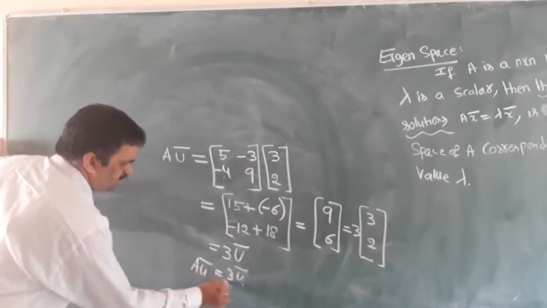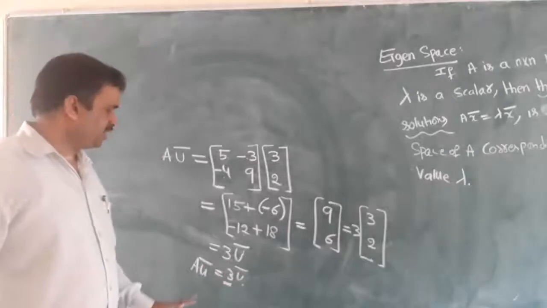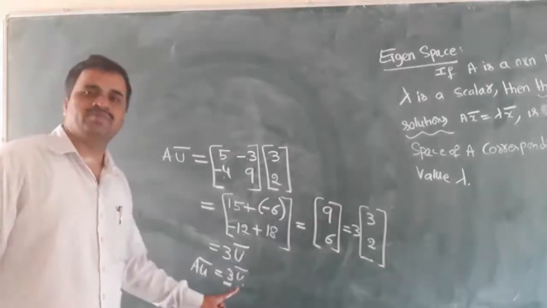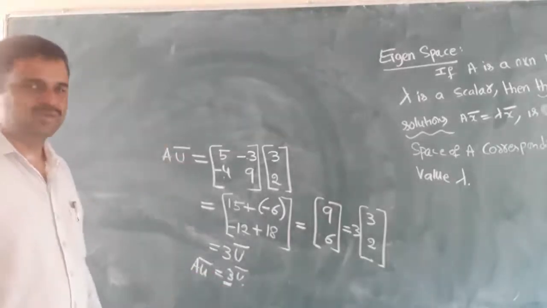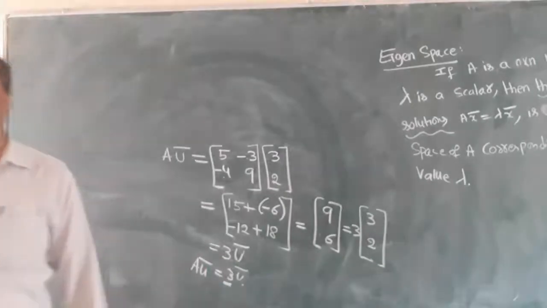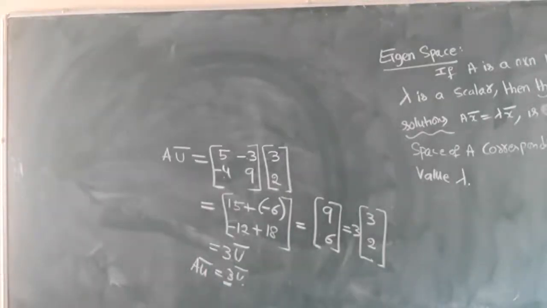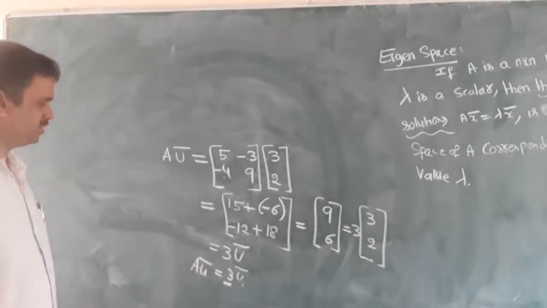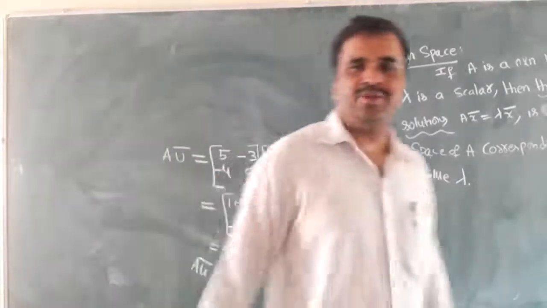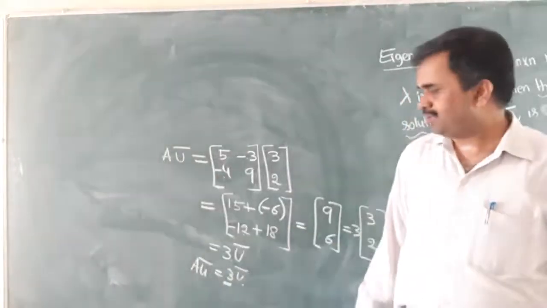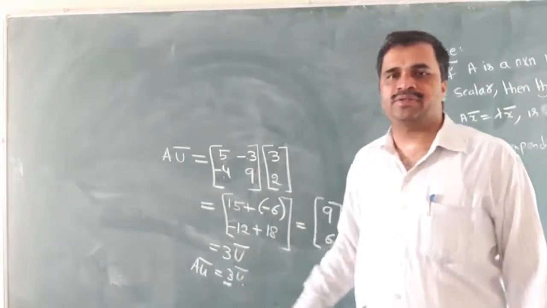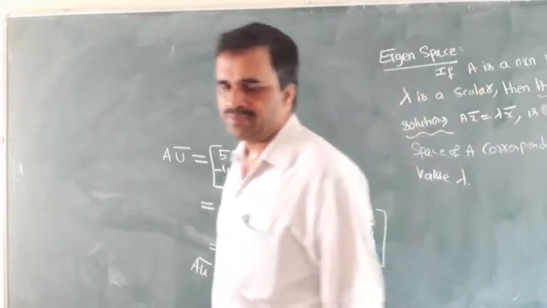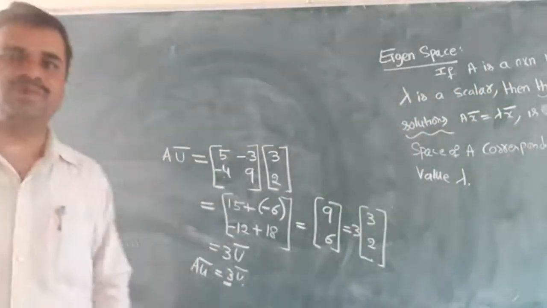So A u bar is equal to lambda u bar, satisfied. So I can say this u bar is an eigenvector. The condition is A x bar equal to lambda x bar, but here we have A u bar equal to lambda u bar. So simply I can say u bar is an eigenvector. Yes, it is correct.